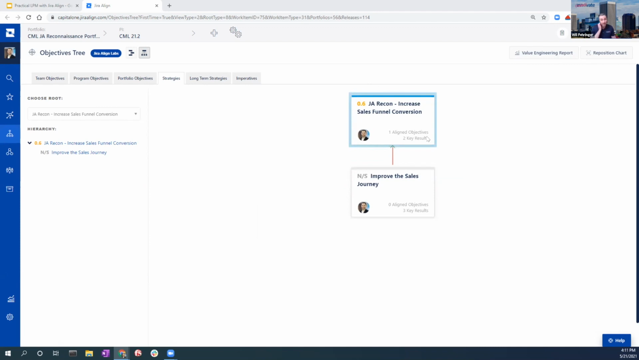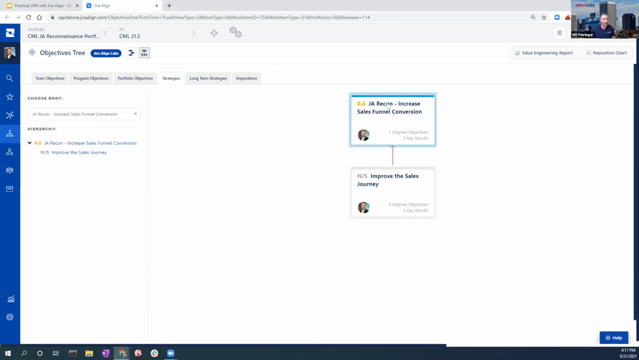But the important thing on this view is that you can see the two are directly tied to one another. So the enterprise can understand what our portfolio is doing to execute on their goals, and vice versa, the portfolio can get a clear vision of the strategy.